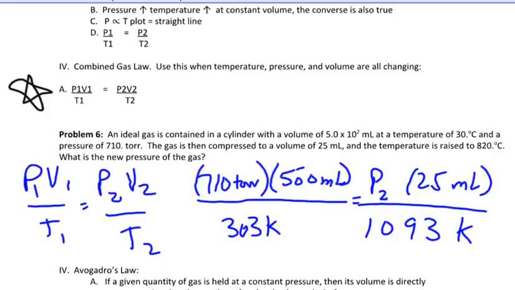All right, so here's my setup. Here's my equation. Notice they gave you mils both times. I had to convert into Kelvin. And before I give you my final answer, let's think about what's going on here.